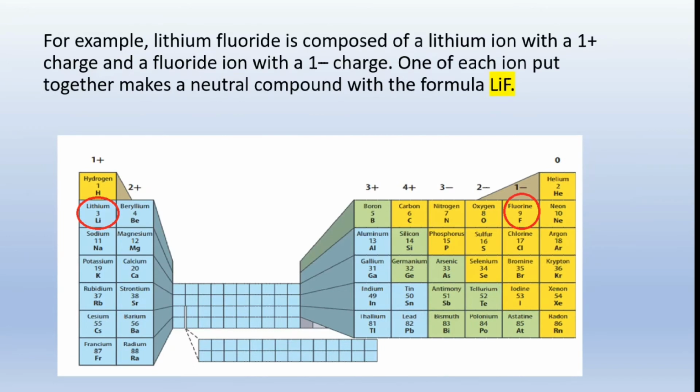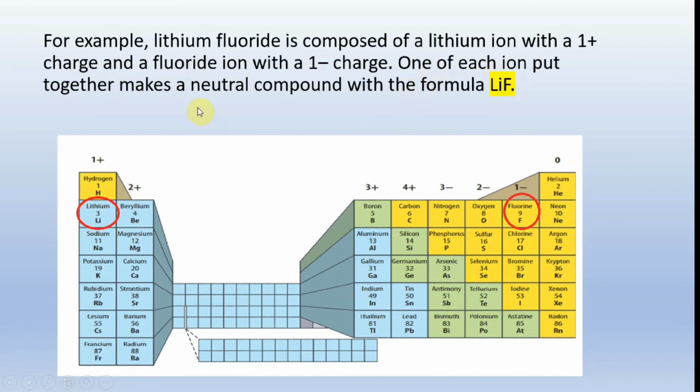For example, lithium fluoride is composed of a lithium ion. So let's find lithium in the periodic table. It's right here. And as you can see, it has an ion of 1+. Now, fluoride ion. Let's find fluoride in the periodic table. It's right here. And as you can see, it has a -1 charge.